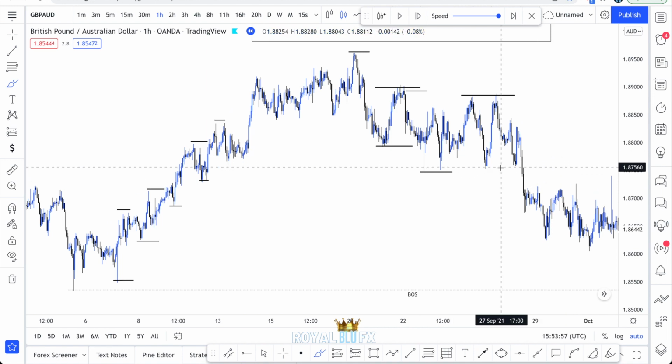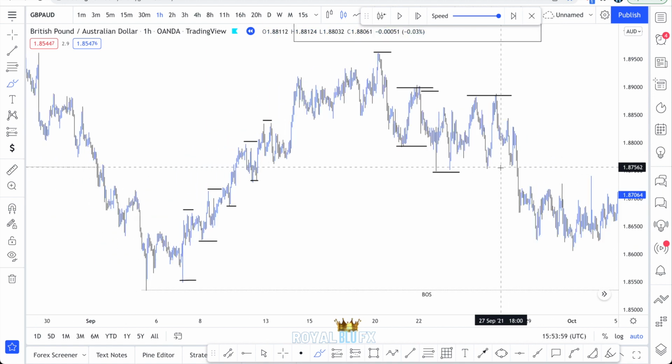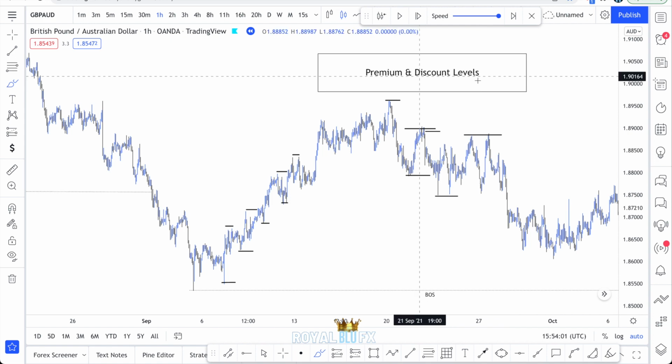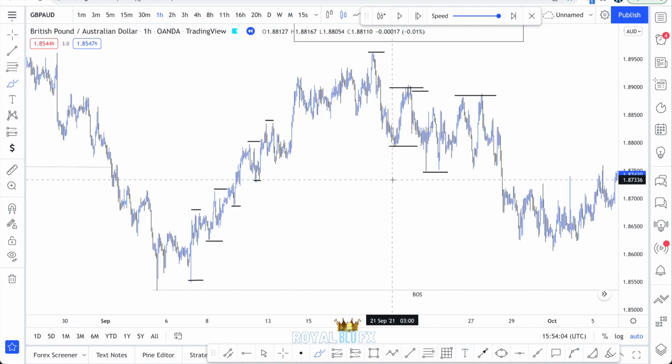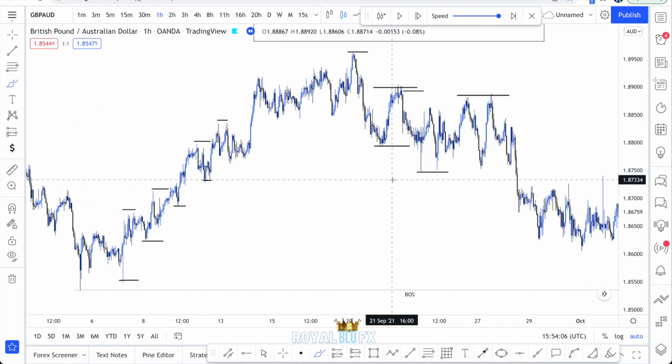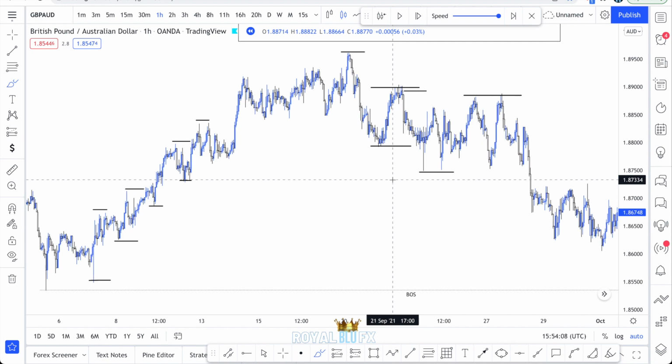It's very simple and very easy to use. If you can understand how to use the premium and discount levels, you'll be able to understand where to be buying and selling exactly so you can get the best and better quality of trades.